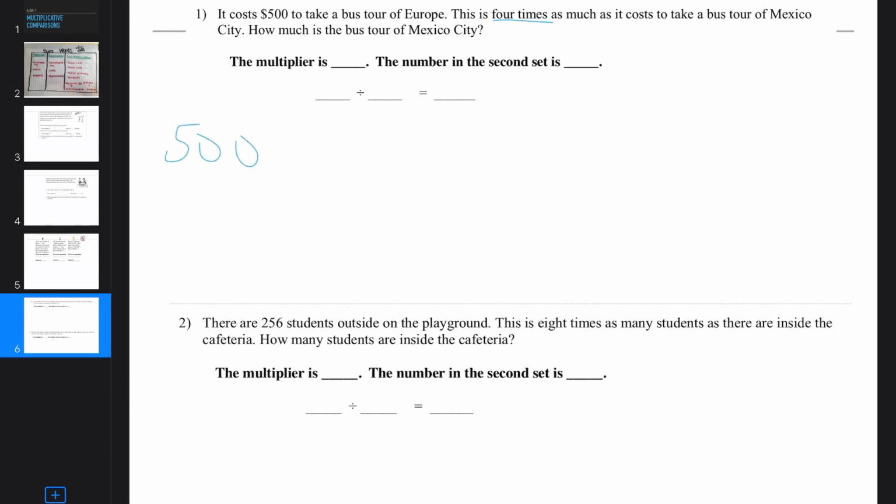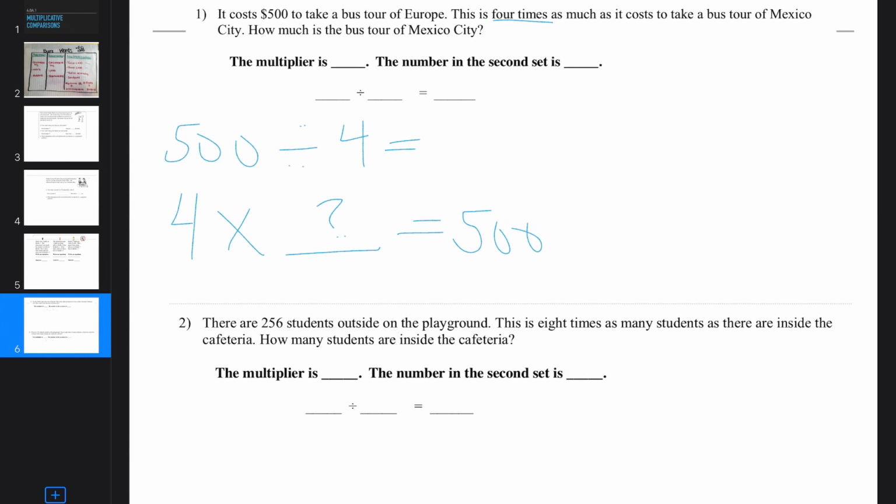$500 to take a bus tour of Europe. If this is 4 times the amount of Mexico City, I know that I'm going to need to divide in order to determine how much the bus tour is for Mexico City. I can also multiply 4 times something to get me to 500. So I know that in order to find that missing part, I'm going to have to divide.